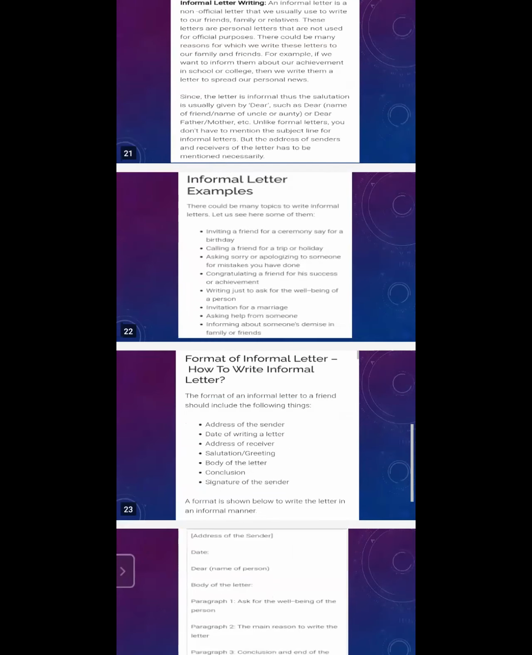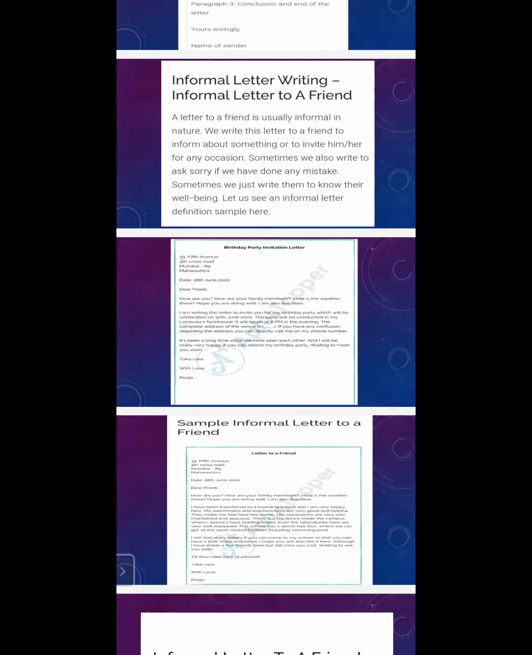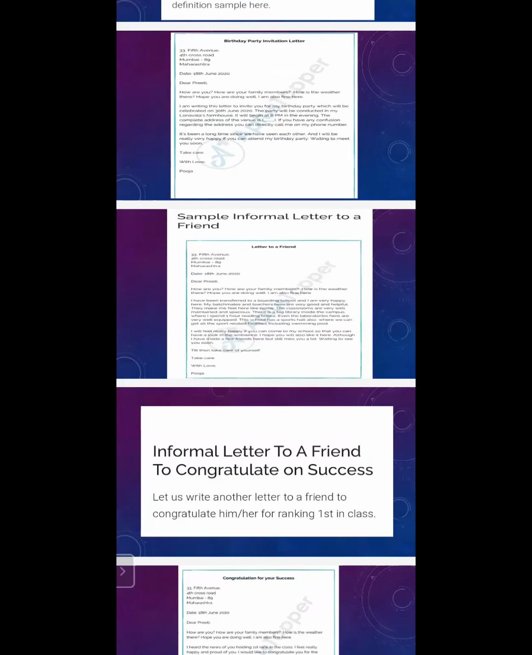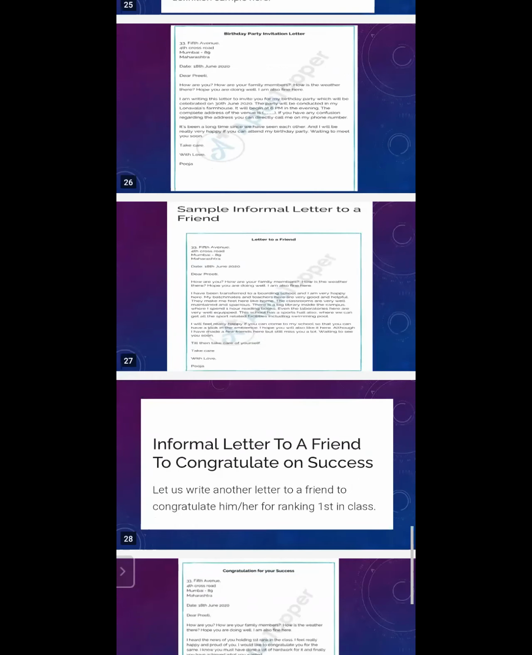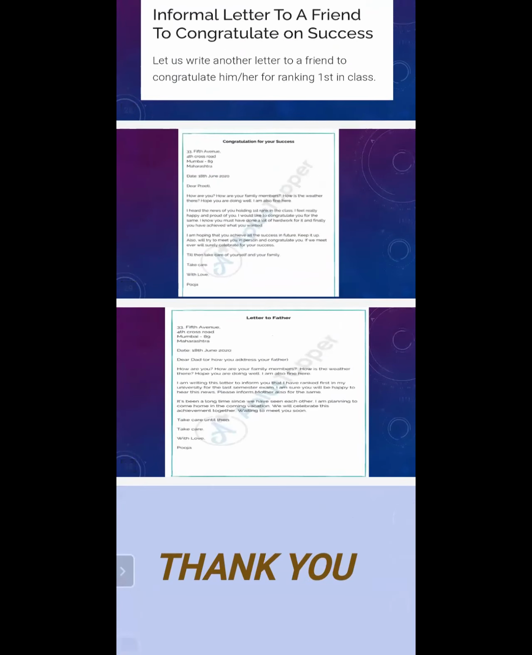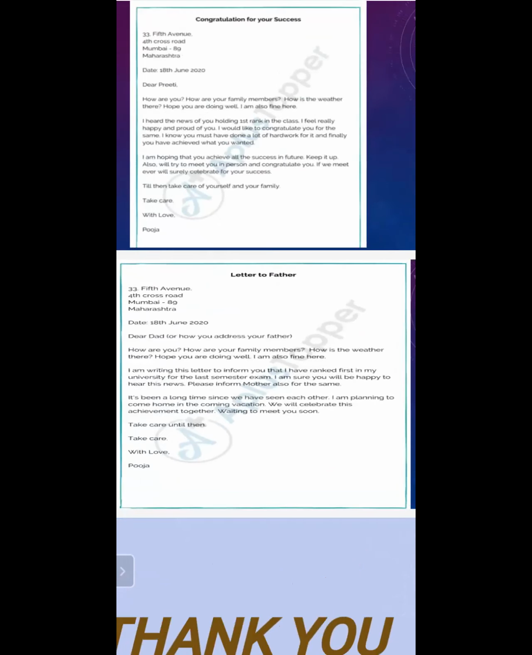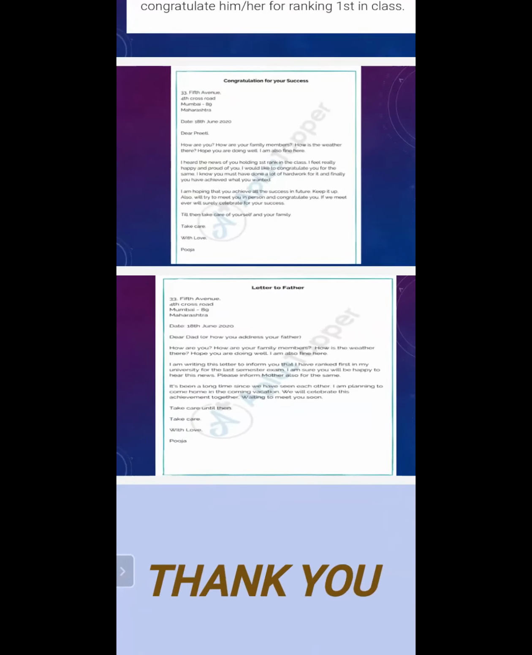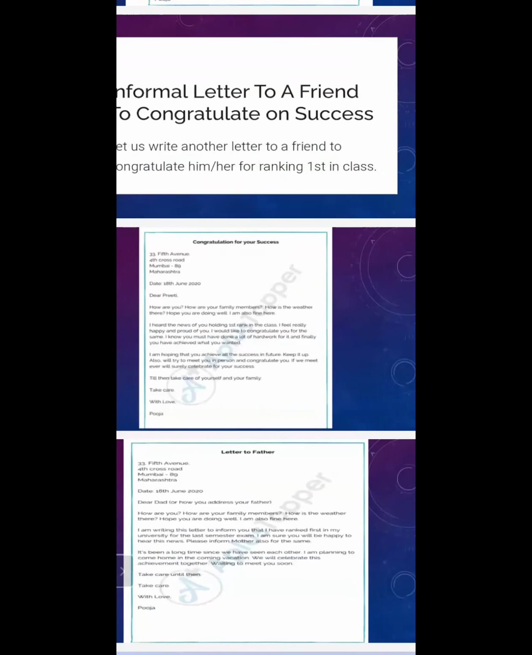For the informal letter, we have seen the invitation letter. We wrote to a friend inviting her to a birthday party. Then a letter written to a friend to congratulate her on her success. Then the student Pooja got the first rank in the university in her exam, so she informed her father about her success. So these are some types of formal and informal letters we have seen today.